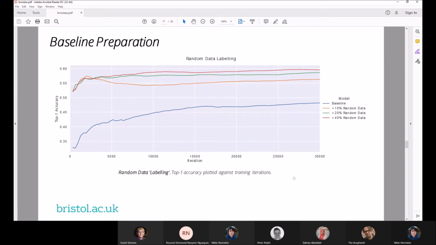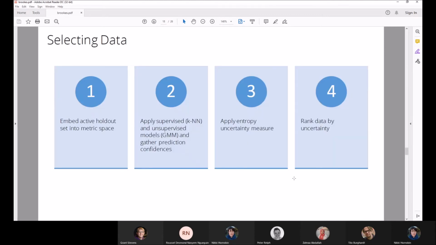So we see that obviously its performance is much less than training on all of the data, as you'd expect. And then we just, as a baseline, randomly sample 10, 20, and 40% of data from our active holdout set, add those back to the training set and train from scratch. And again, as you'd expect, the model with the most additional data performs best, and the model with the least additional data performs worst. So then, how do we actually go about selecting data samples?